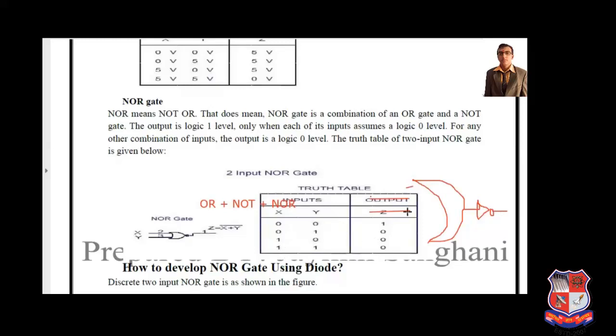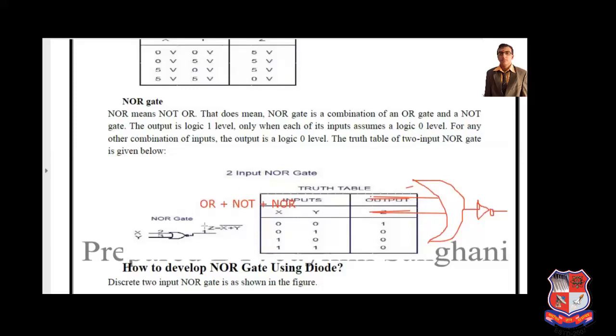For 1 0, the OR gate output is 1, but the NOT gate output is 0. That's why 0. And for 1 1 the output is 0. So it is the combination of the NOR gate. It is the equation of the NOR gate.